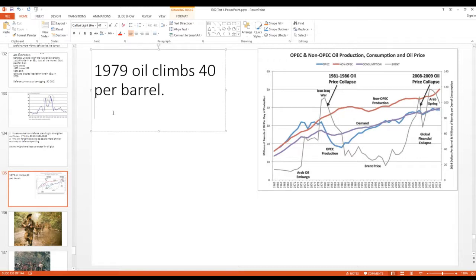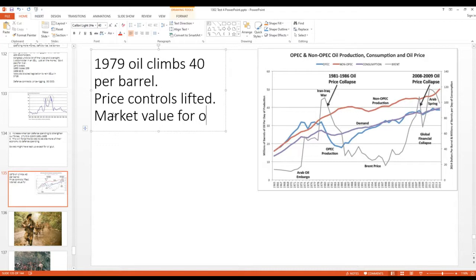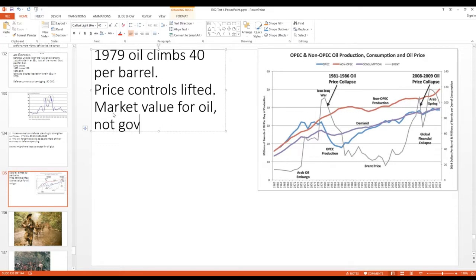Why is there a glut? A couple of things. Price controls were lifted. The United States had implemented price controls on oil in the 70s, and a lot of times it wasn't worth it. If X equals how much it costs to get the oil out of the ground, and Y equals how much I can sell it for, and those numbers are too close together, well, forget it. I'm just going to leave it in the ground. Price controls were lifted, okay? So the market would be responsible for setting oil prices, not government, all right?